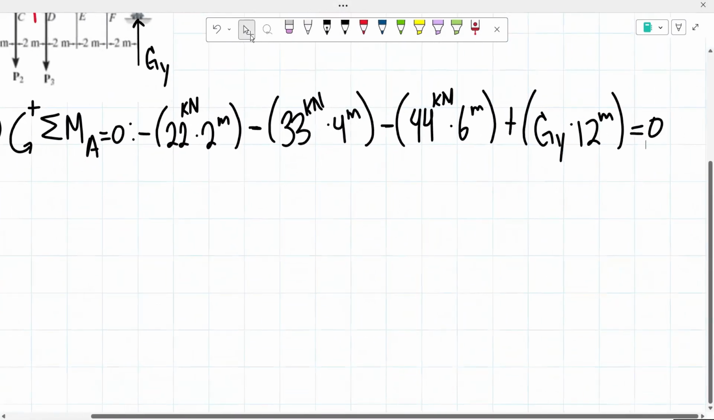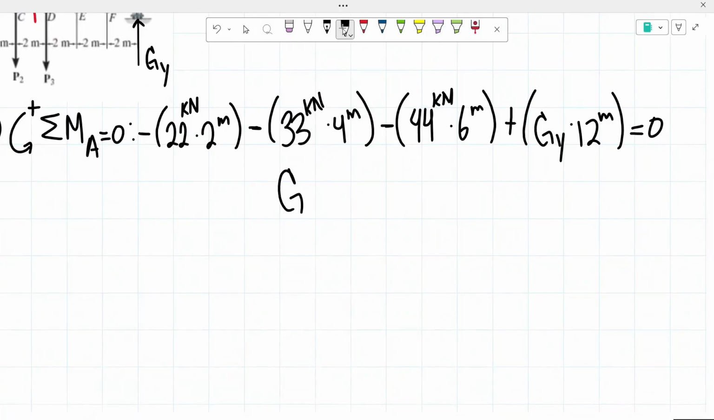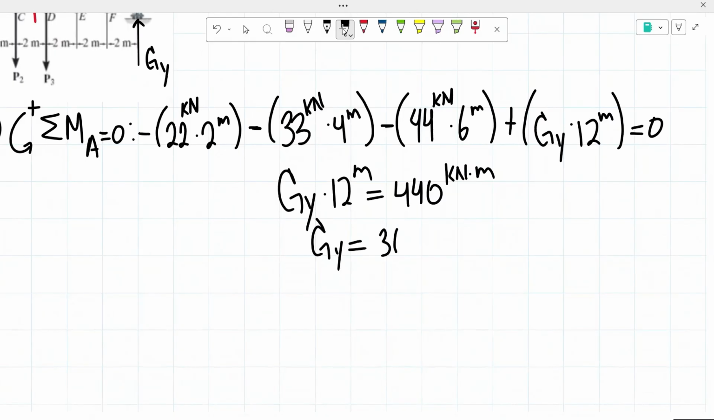So from here, the only step you would have to do is simply solve for g sub y. If we simplify this down, we would get g sub y times 12 meters has to equal 440 kilonewton meters. From here, we would simply solve for g sub y, so we would end up getting that g sub y has a value of 36.7 kilonewtons. Since we got a positive number, that means that we assumed correctly the direction of our reaction, so it will be going upwards.